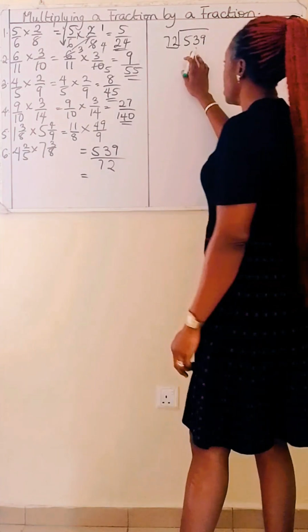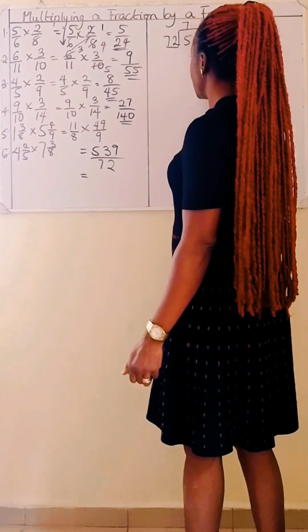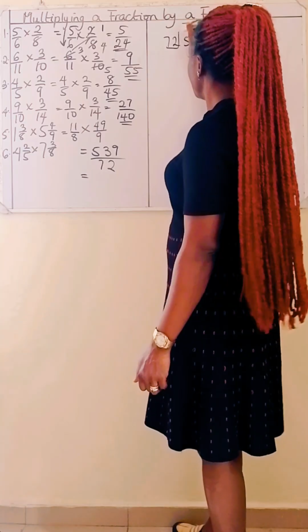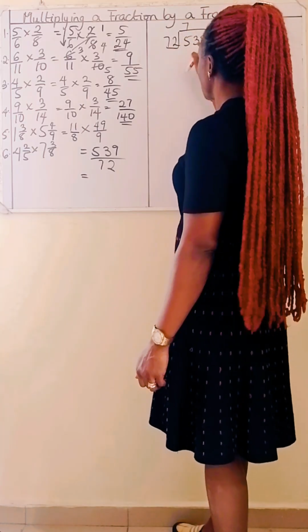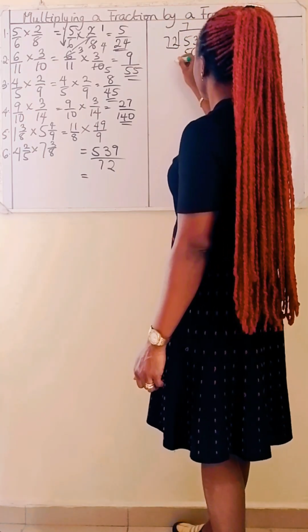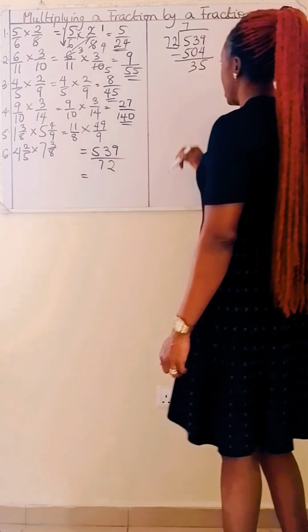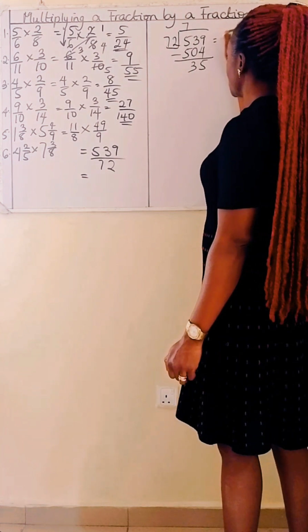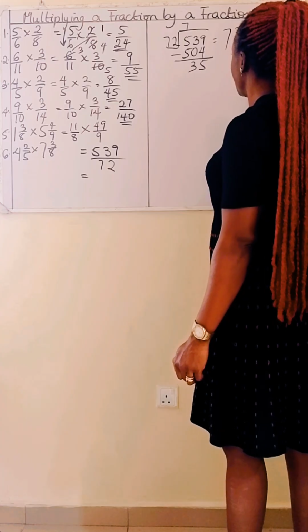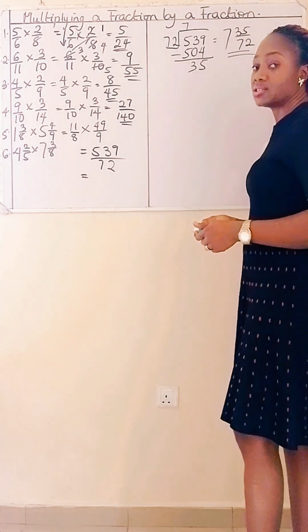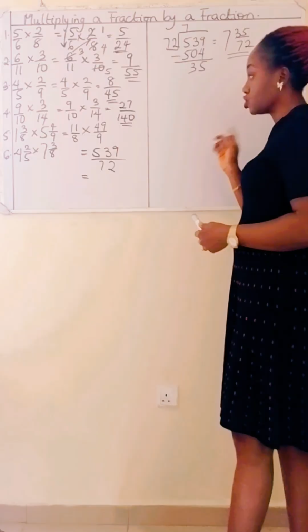Now 72 in 539 will go 7 times, right? 7 times 2 is 14. Remember that one. 7 times 7 is 49 plus 1, 50. So we subtract, and then we have 35. So the answer is what? 7 wholes 35 over 72. That's the final answer for question 5.